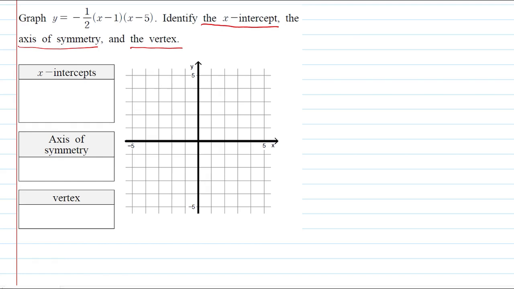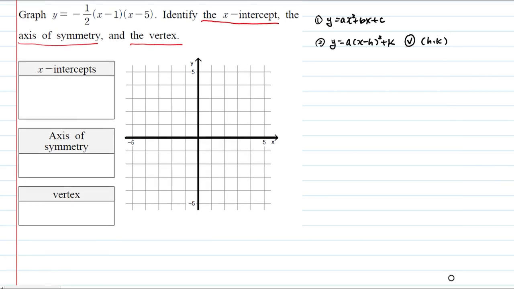Now let's try to remember the forms of a parabola that we learned so far. So far we've learned: number 1, y is equal to ax squared plus bx plus c. That's called the standard form. Number 2, y is equal to a times (x minus h) squared plus k. That's called the vertex form. Your vertex will be (h, k). Now it depends on the a value.